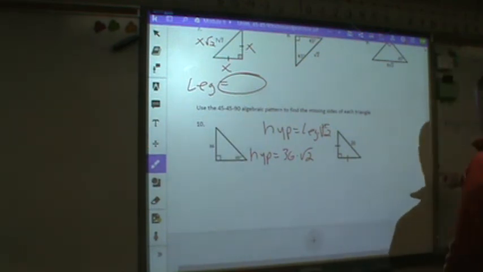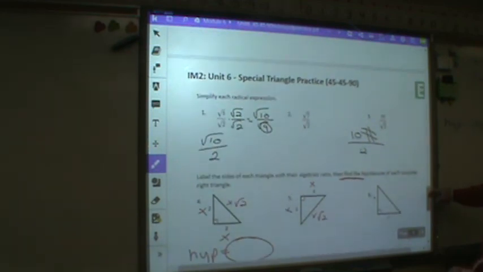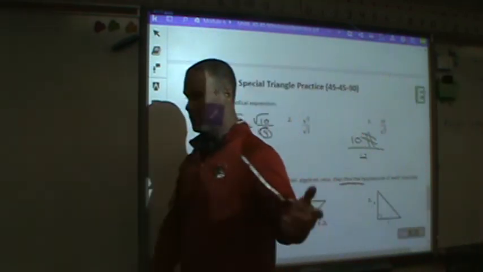Figure out there. So ask questions as you need to, do your best, and we'll work with this. Again, it's getting you to recognize the special relationships. Hope this helps you.